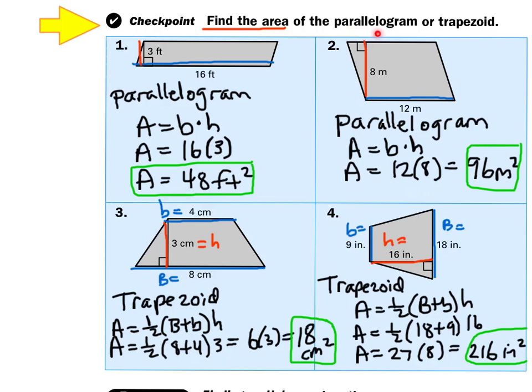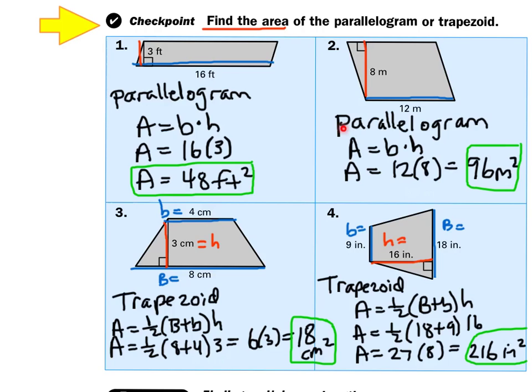Find the area of the parallelogram or trapezoid. So this is obviously a rectangle leaning on its side, so that makes it a parallelogram. And to get the area of a parallelogram is just base times height, so I made the base blue, 16. The height red is 3, so 16 times 3 gave me 48. And then remember, area is feet to the second power.